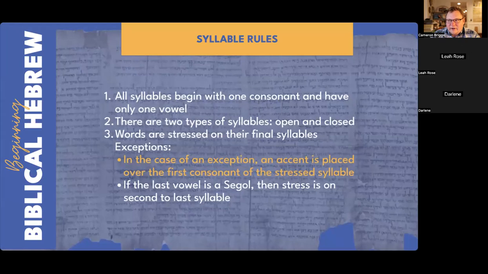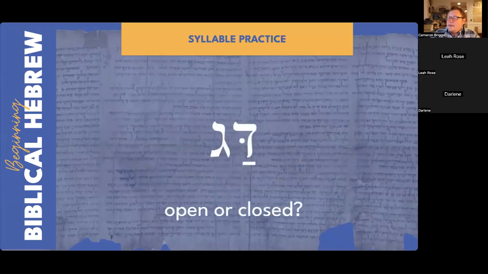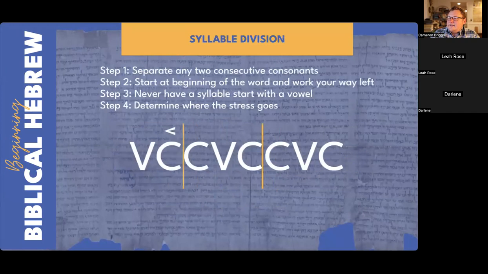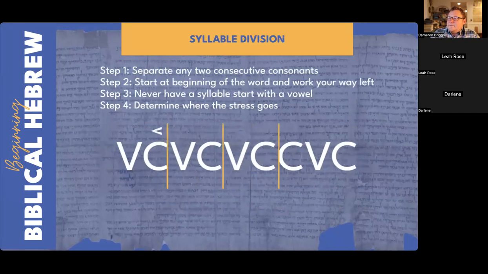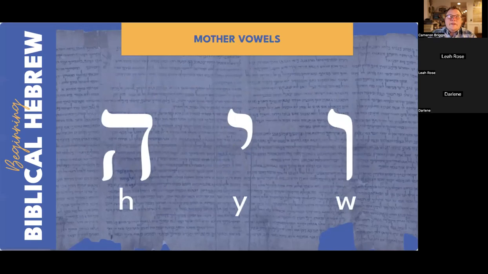If the last vowel is a segol, then the stress automatically moves up the word. It comes to the second to last syllable by default. And it's usually marked properly, but sometimes, since it follows that grammatical rule, they leave off the stress mark, but we'll cover that next week. So those are the syllable rules, and then taking a look at, if I get to it, the mother vowels.